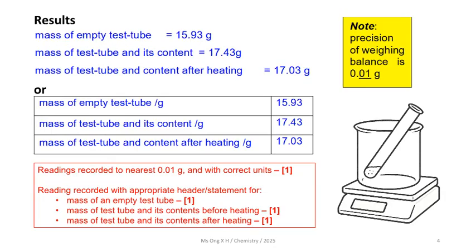Note that 1 mark is allocated for presenting data to nearest 0.01 gram and with correct units. And the reading recorded with appropriate header or statement for mass of an empty test tube, mass of test tube and its contents before heating, and mass of test tube and its contents after heating worths 1 mark each.